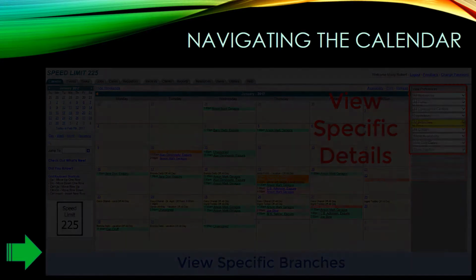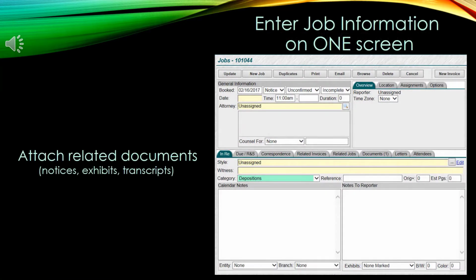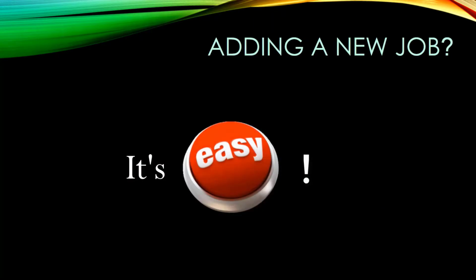When adding a new job to the calendar, some of you may be using a software that requires you to enter each field on a separate screen, which can be very time-consuming, especially if you need to add a new attorney or a case style on the fly. Our job entry is done here on one screen, where you can also attach your notices or other documents and assign your reporters, location, and add any other necessary notes about the job. I'd like to show you just how quick this process can be. Even with extra notes, it only takes a few seconds.